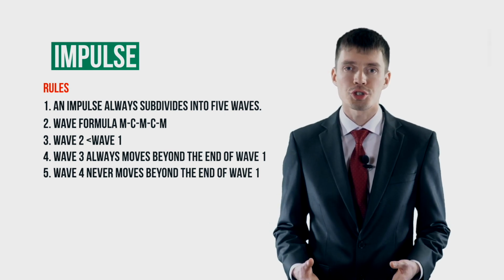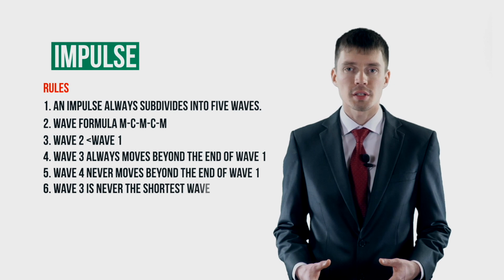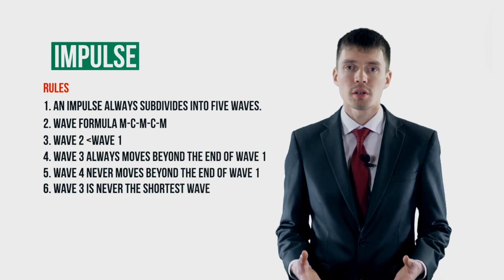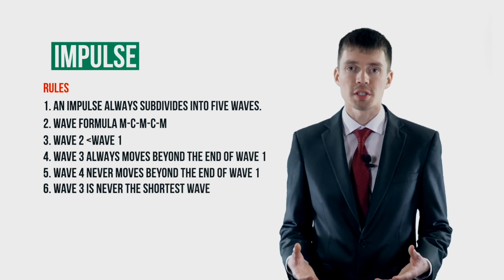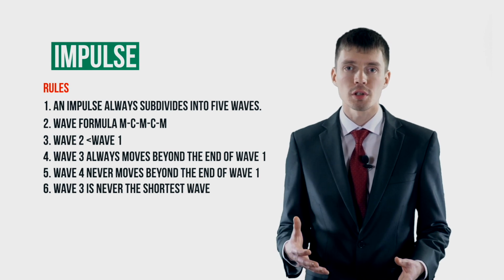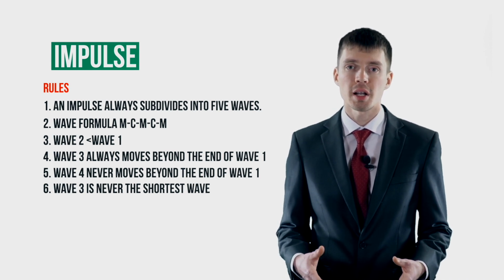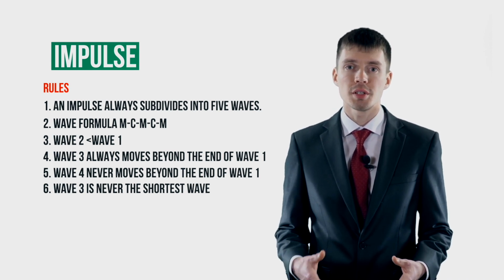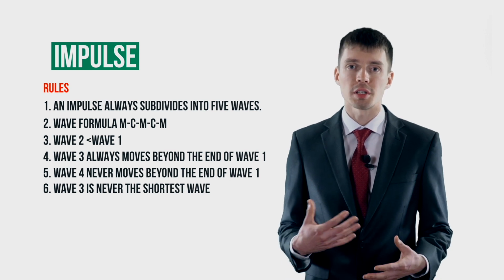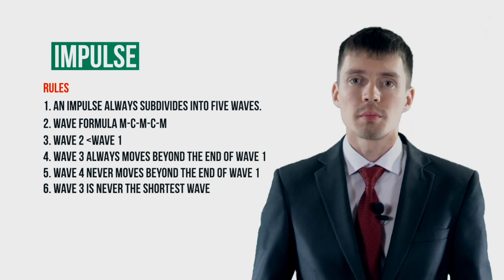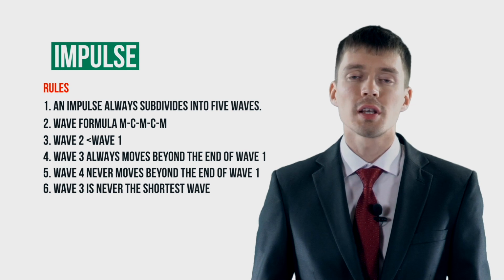And the final very important rule: wave 3 is never the shortest wave. That is, if the impulse is formed and we compare wave 3 with waves 1 and 5, and wave 3 is the smallest among them, this means that it is not an impulse wave, or the marking is done incorrectly. We reviewed all the rules applicable to impulses.